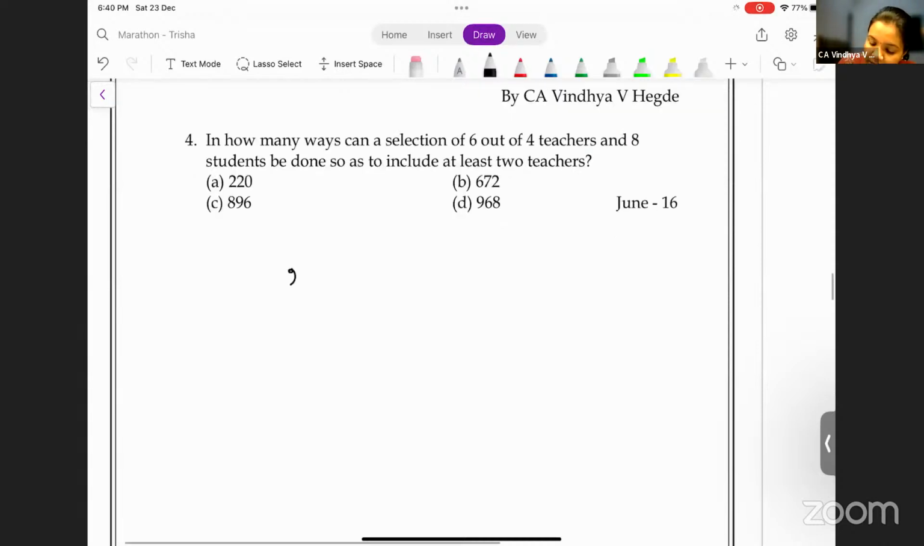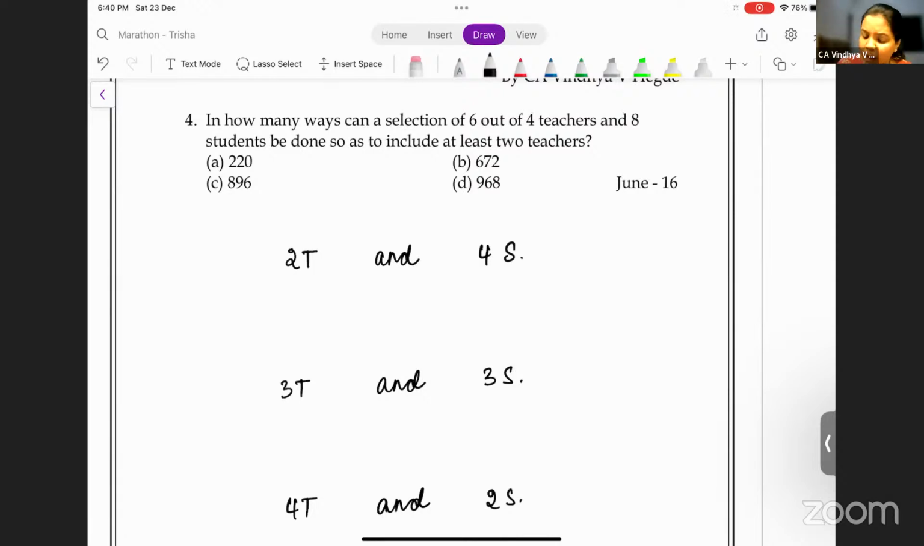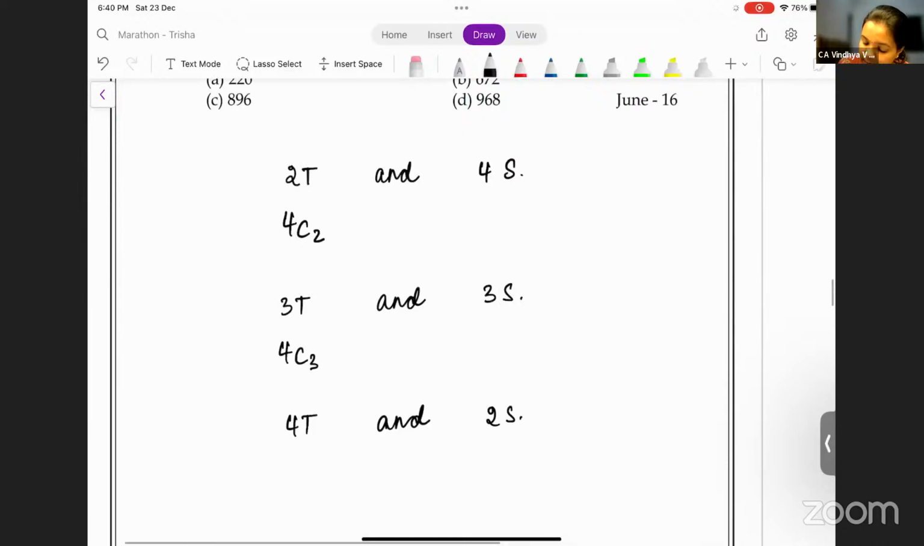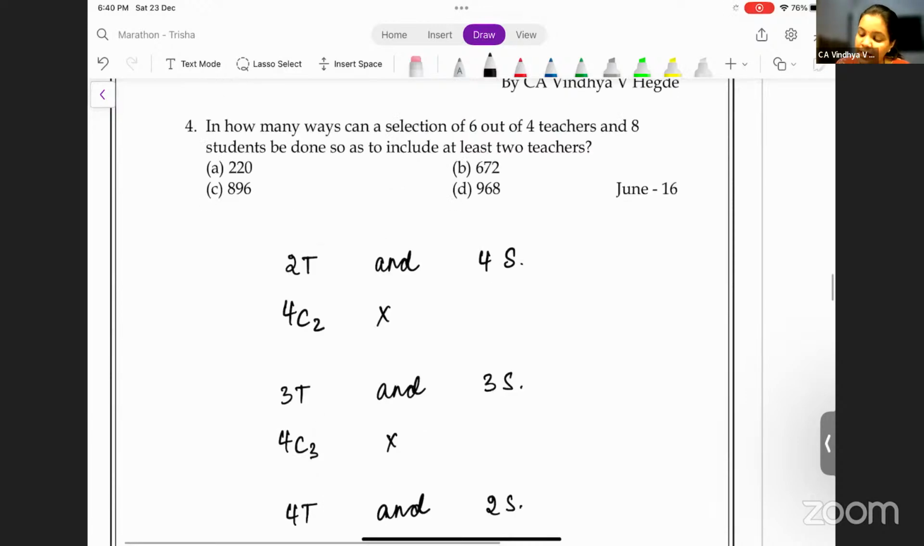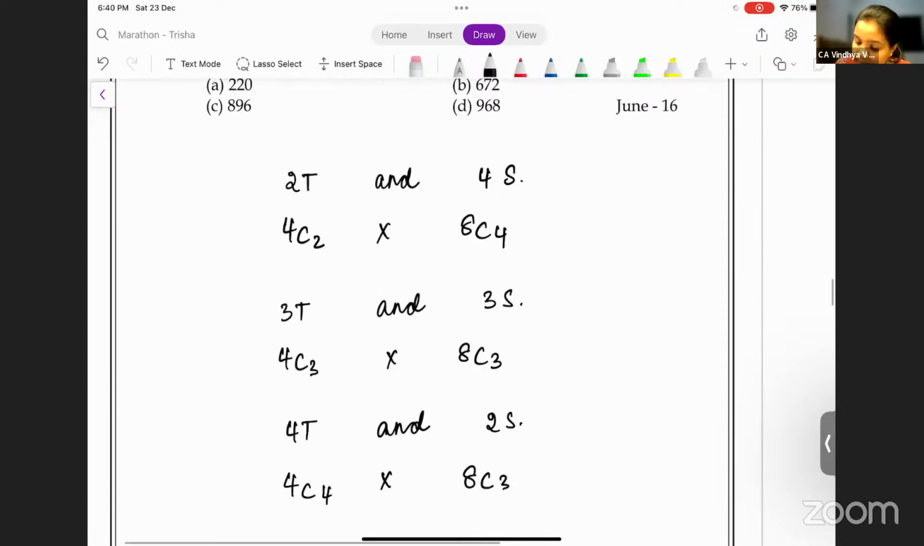Okay. So first 2 teachers and how many students? 4 students. Correct? Next, 3 teachers and 3 students. Next, you have 4 teachers and 2 students. Okay. How many teachers are there? 4. So 4C2. Here it is 4C3. And lastly, it is 4C4. And into how many students are there? 8 students are there. So 8C4, 8C3. Here it is 8C2.